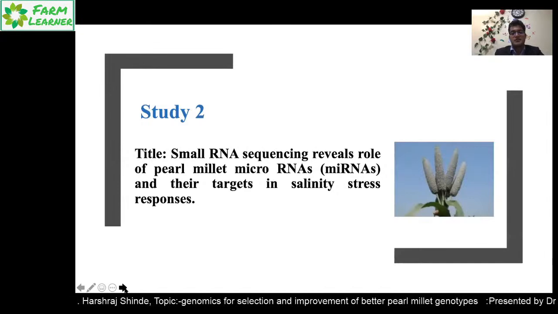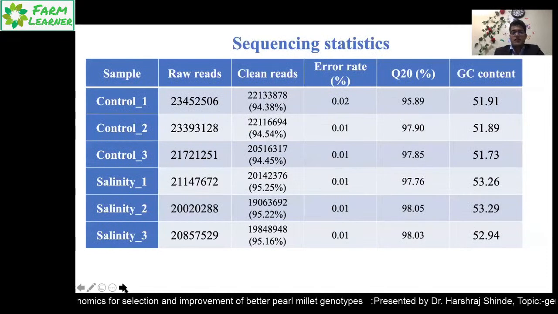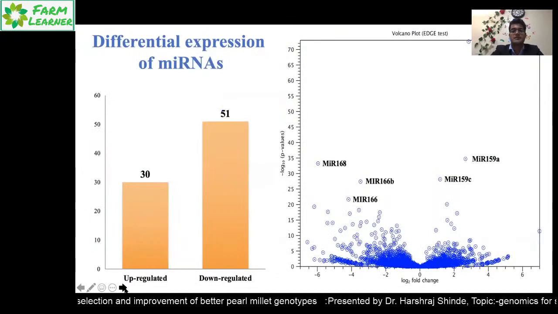So our next study is small RNA sequencing to find out the microRNAs related to salinity stress. Here, based on our previous studies, we selected only the tolerant genotype. We got some raw reads and clean reads. After sequencing, we went for differential expression of microRNAs. In this study, we found 30 upregulated and 51 downregulated microRNAs. Among these, we identified that microRNA 159 was the most significant family in the case of salinity stress.